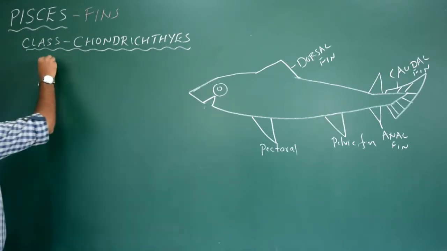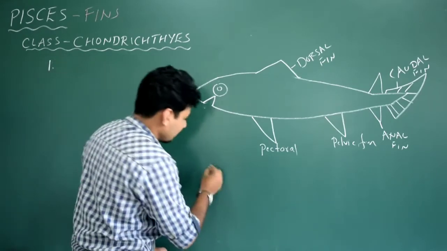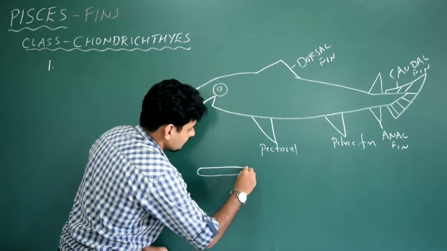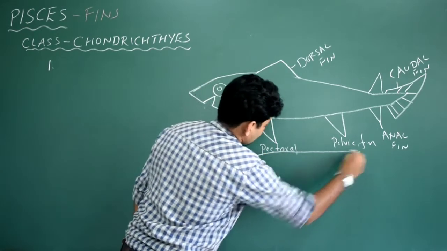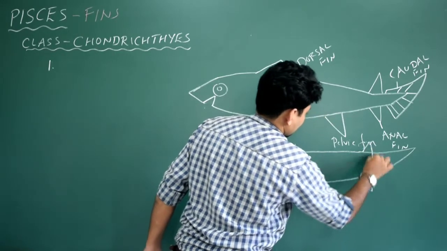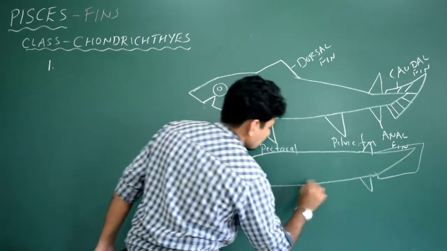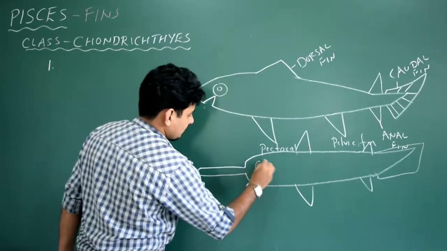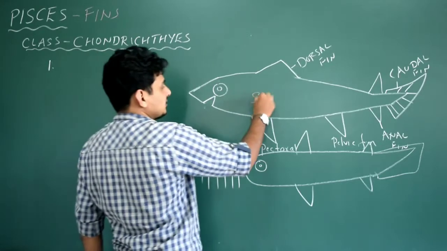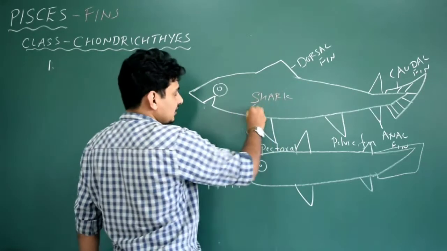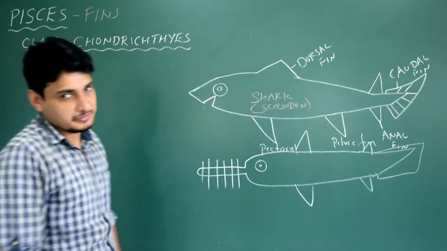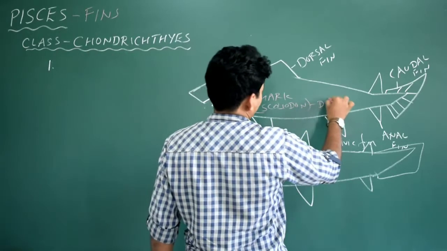Now we'll write its important characters. I would like to add one more diagram. I forgot. We just draw one more diagram, that is of another species which belongs to the chondrichthyes. Like this. Okay, we'll go with a rough one. This one is nothing but a shark. So we just write shark here, and in the bracket we write its scientific name, that is Scoliodon. Shark, Scoliodon. Got it? It is also called dogfish.